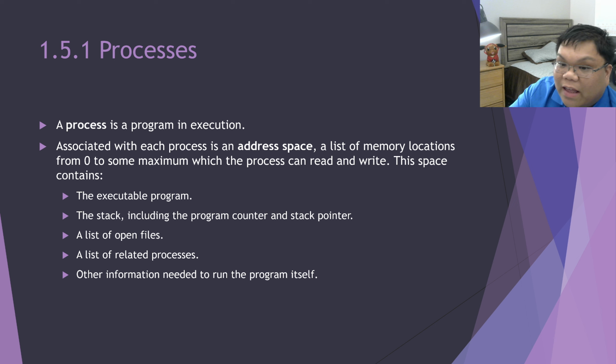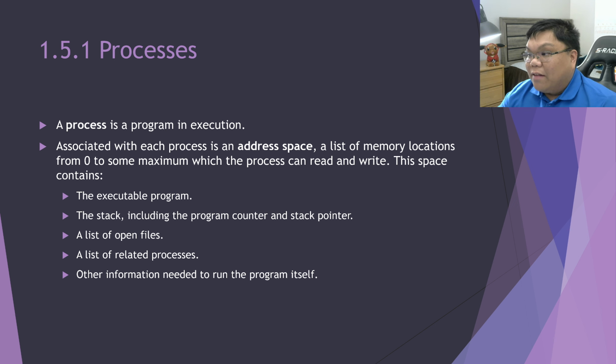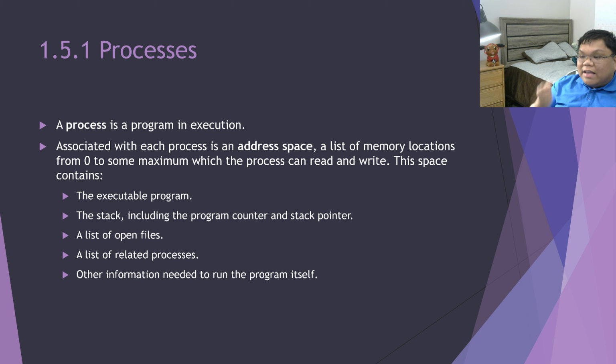There are several things associated with a process. We have an address space. This is a list of memory locations from 0 to some maximum number, which the process can read and write. And this space contains several things: the executable program itself, a stack that includes the program counter and stack pointer, a list of open files, a list of related processes, and other information needed to run the program itself.